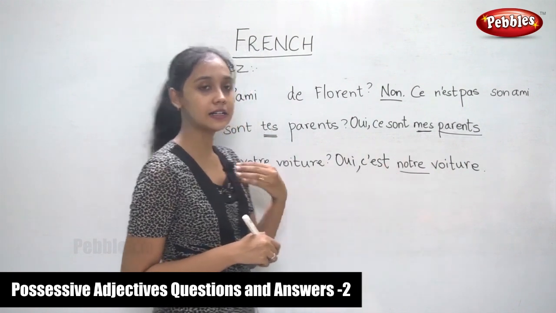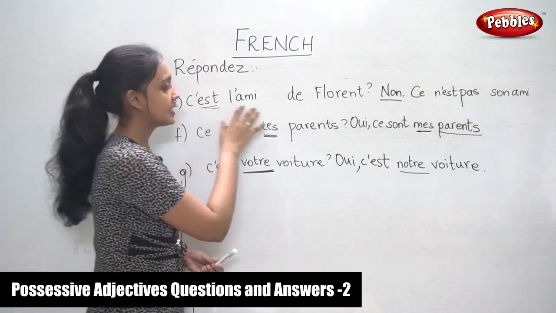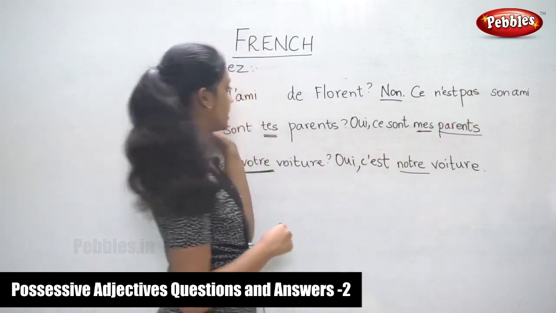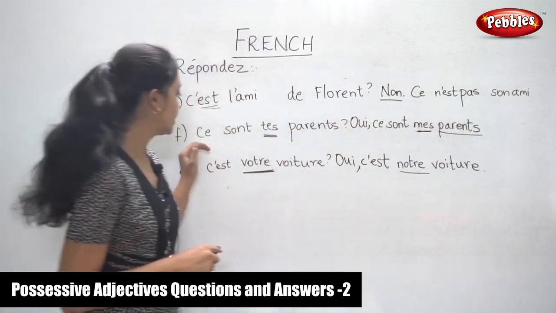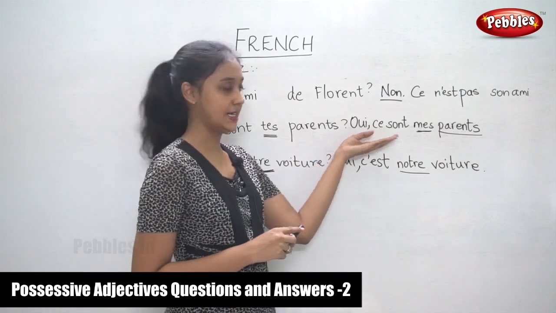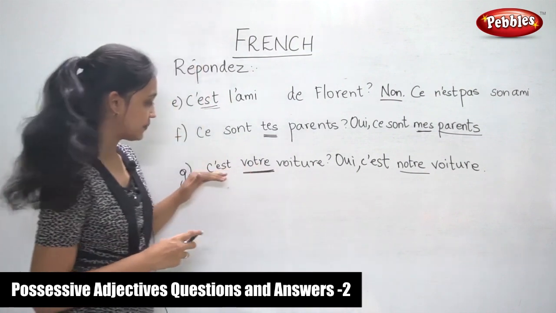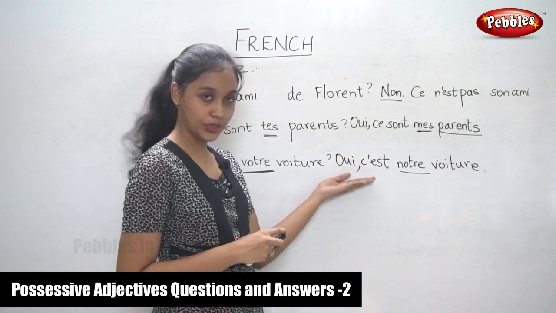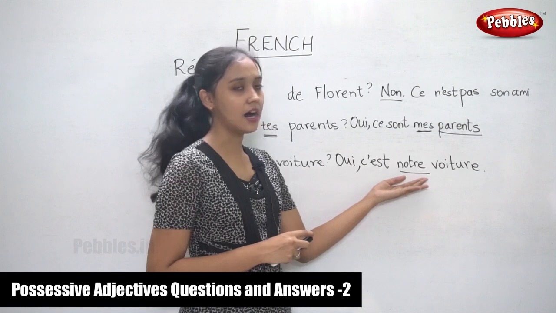It is our car. So, once again we'll read the sentences. C'est l'ami de Florent? Non, ce n'est pas son ami. It is the friend of Florent? No, it is not his friend. Ce sont tes parents? These are your parents? Oui, yes. Ce sont mes parents. These are my parents. C'est votre voiture? It is your car? Oui, yes. C'est notre voiture. It is our car.